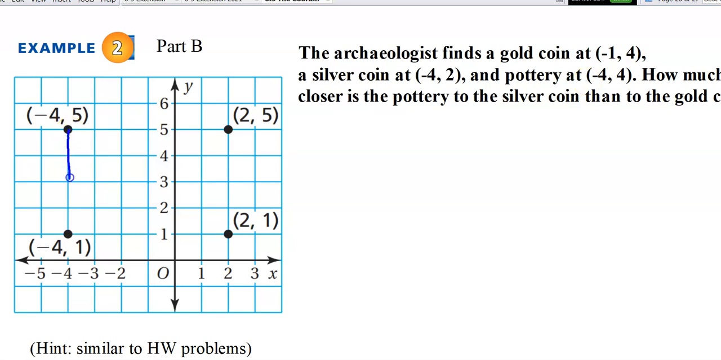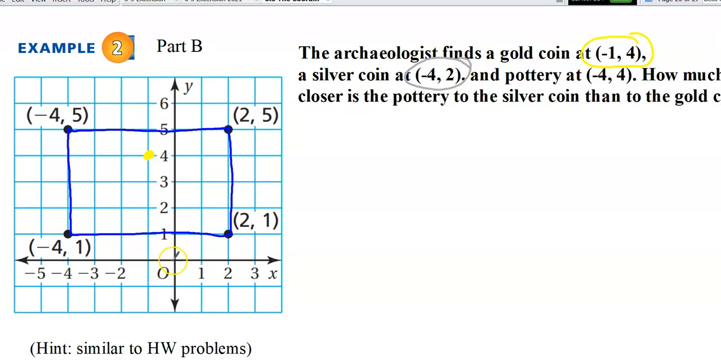So I'm still going to make my little grid. So you can see the grid that we had before. This is from the previous problem. Now I'm going to do this in yellow for gold. So negative 1, 4. So I start at the origin, and I go negative 1, 4. So this is where they found a gold coin. And then they said they found a silver coin. So let's grab a silver color. So this is going to be a silver coin at negative 4, 2.